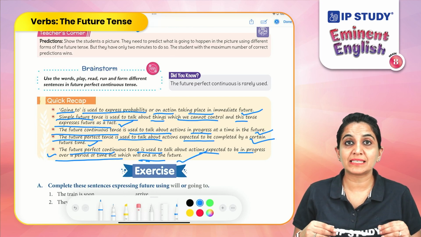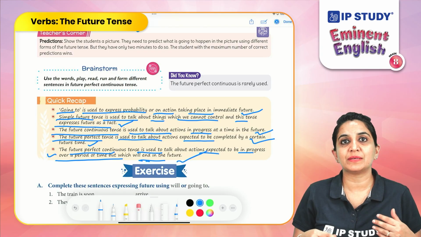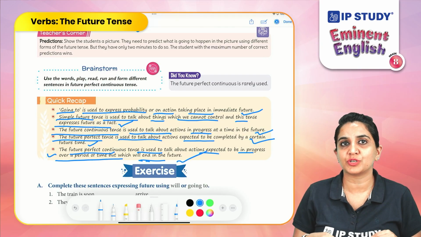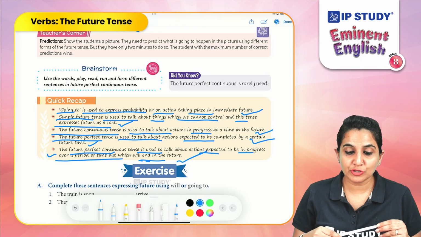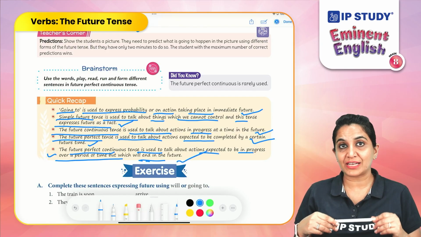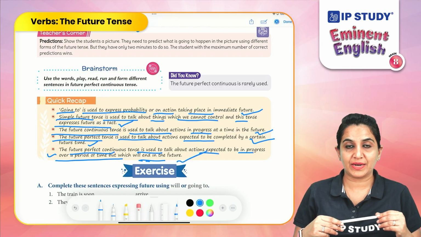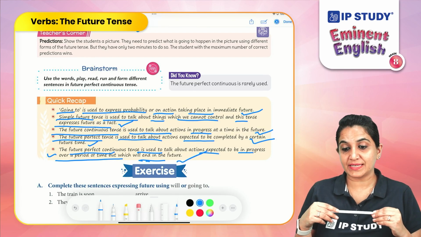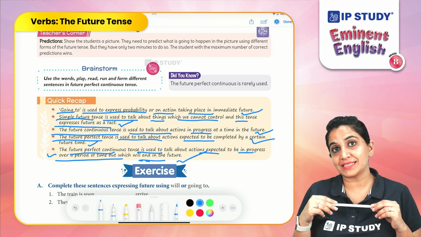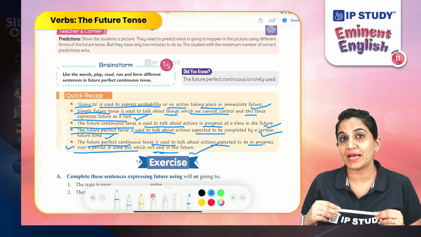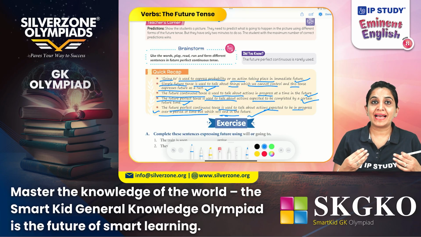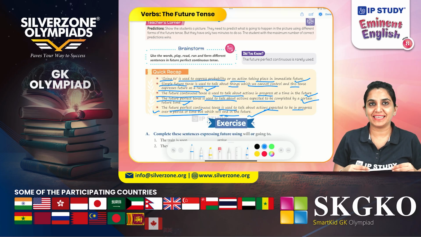For the actions that are arranged for the future, we use the simple future tense. For the actions that are continuously happening up to a certain point of time in the future, we use the future continuous tense. The future perfect continuous tense is used to talk about actions that are expected to be in progress over a period of time but will end in the future. Similarly, the future perfect tense talks about a certain action that is expected to be completed at a certain point of time in the future. And we often use will be and shall be, will, shall, have been accordingly in the sentences.